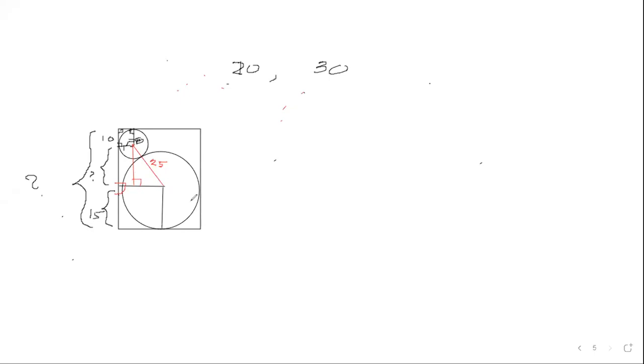So can't you use Pythagoras to work out the straight line down, the perpendicular line? You can use Pythagoras, but you need to know this first. So the distance from the perpendicular line down to the side of the rectangle is 10. So you take the 15 and you subtract the 10. Why? How do you know that this is 10?